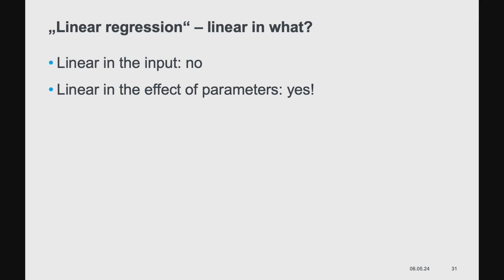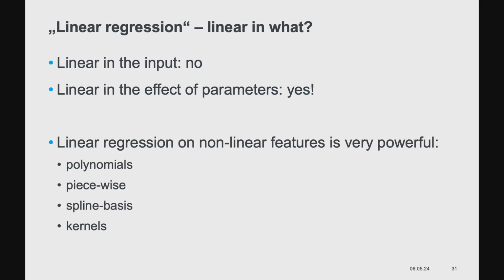I multiply with beta, and I add another multiplication with a beta, and I add maybe an offset. But is it linear in the input? No, this is not necessarily true. We can modify our input data. I'll explain that, and if you don't know in 2 slides, then please come back to ask this question. Okay, so we can do linear regression on nonlinear features. And I will show you several examples here.